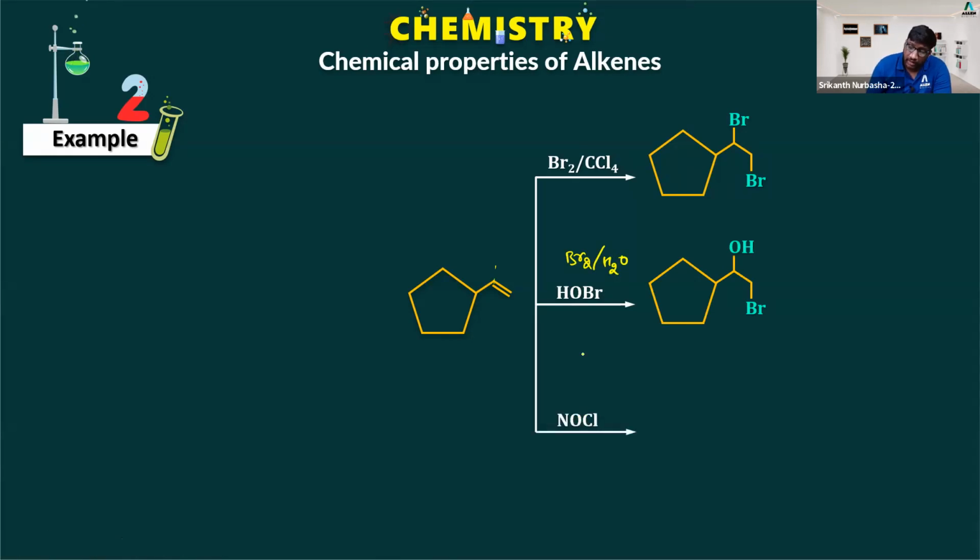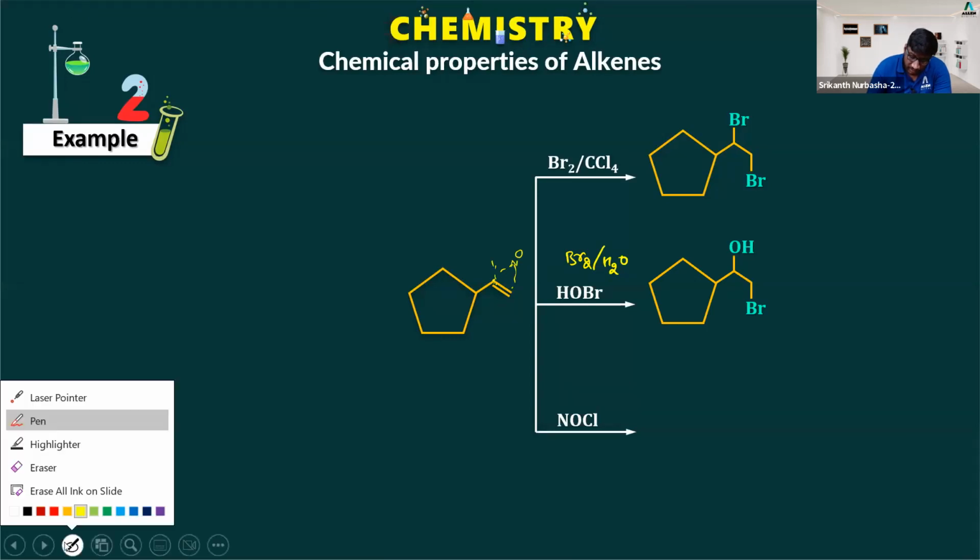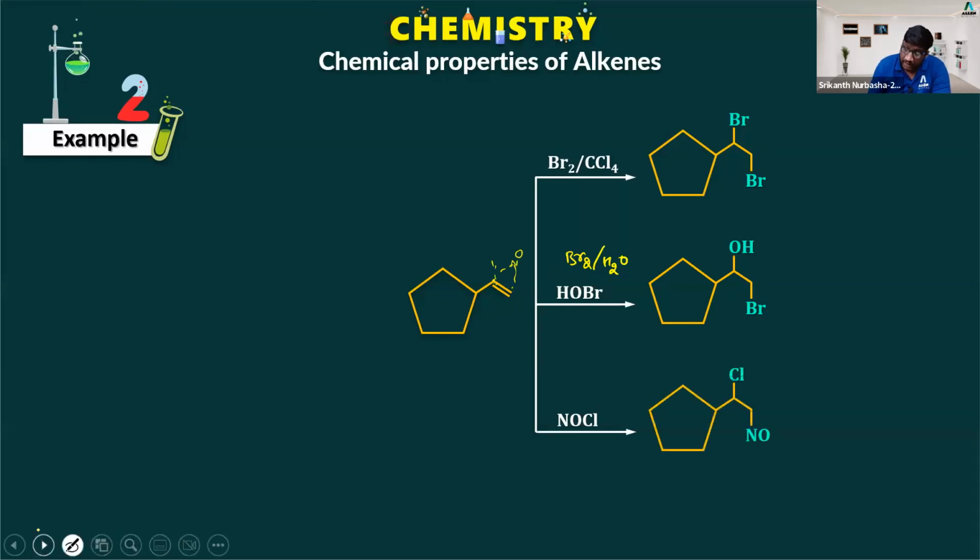NOCl: you have a 3-membered ring like this, and NO is the intermediate. Cl minus will be present here, because the carbon bearing the positive charge is more stable, and NO will be present on the terminal carbon. Same examples, same type.